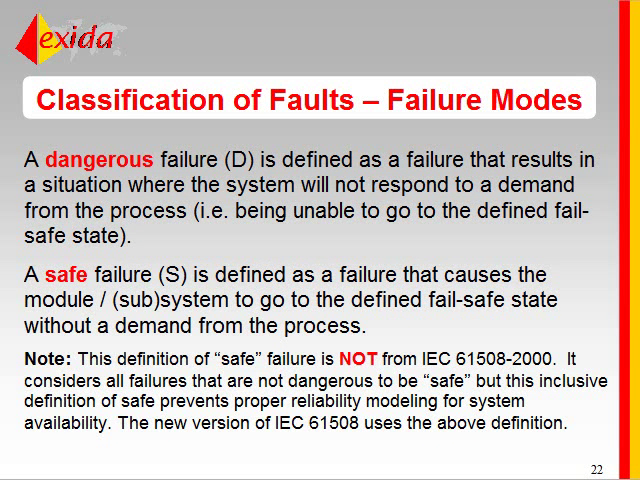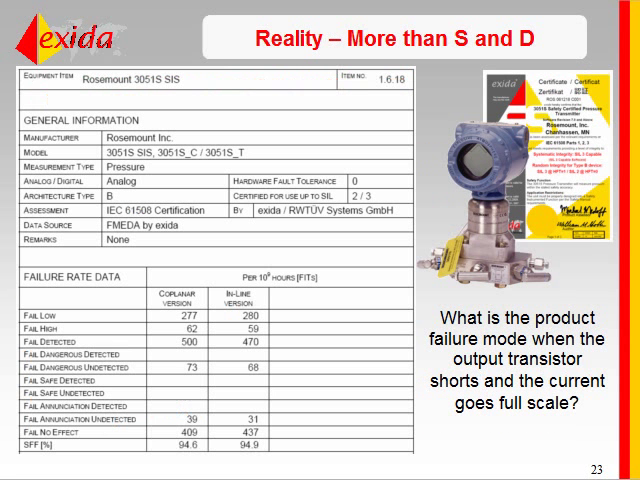Given a particular application, or given a definition of an application, all these functional failure modes can absolutely be classified as dangerous or safe, depending on the definition. This particular definition for dangerous comes from IEC 61508. The definition for safe is not the 61508 definition. It's the new version of 61508. This is the definition from the new version, which is actually much superior in my opinion and easier to understand.